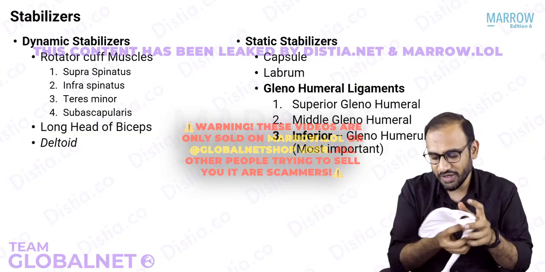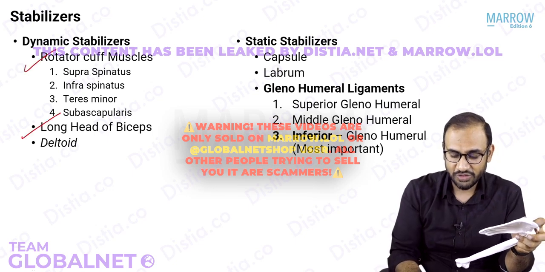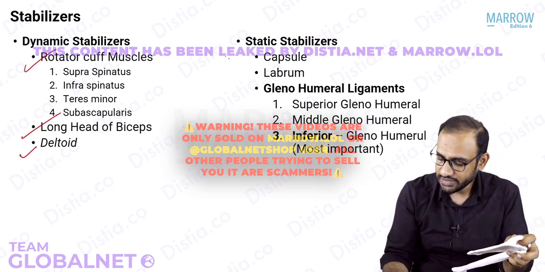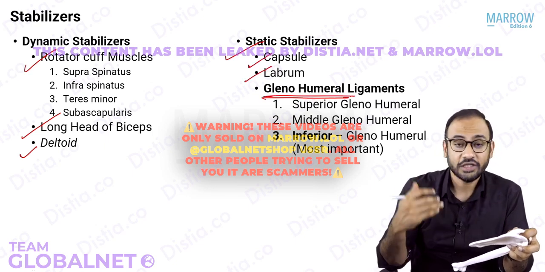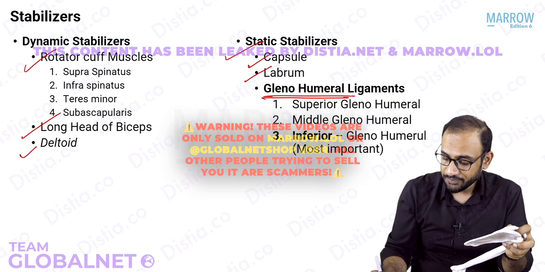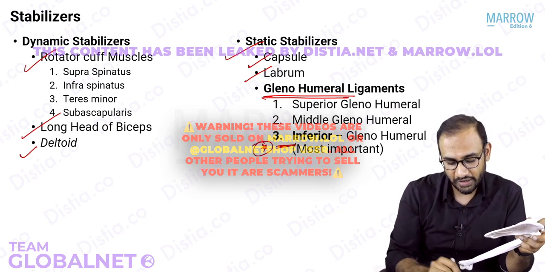So these are the stabilizers that I talked about: dynamic stabilizers, the rotator cuff muscles, the long head of biceps, and also deltoid. And the static stabilizers are the capsule and the labrum and the glenohumeral ligaments. There are 3: superior, middle, inferior. The most important is inferior. Okay, the inferior glenohumeral ligament is the most important.